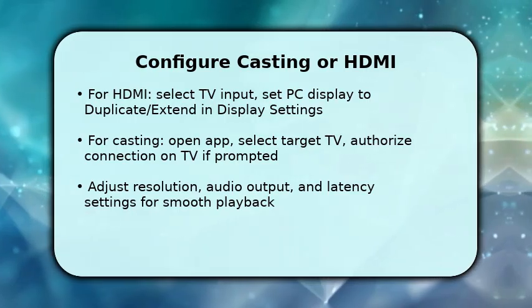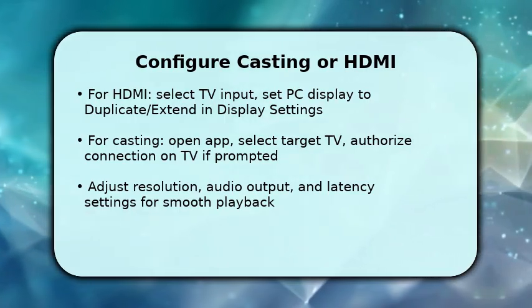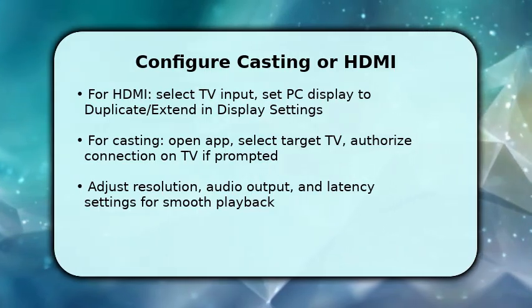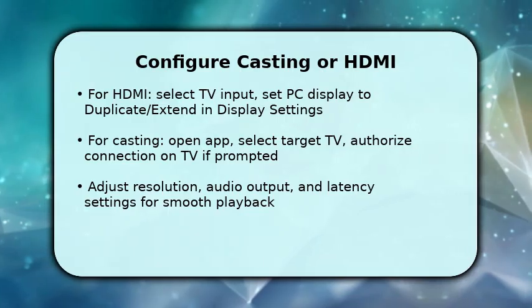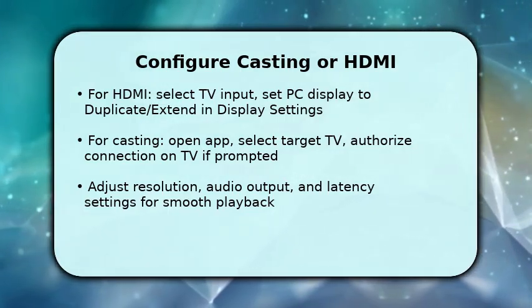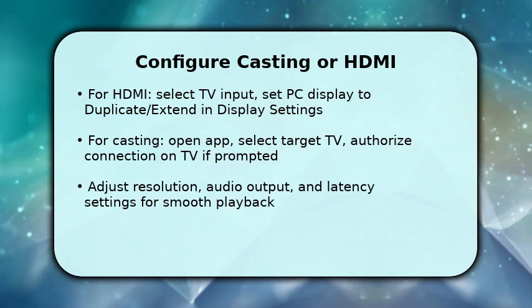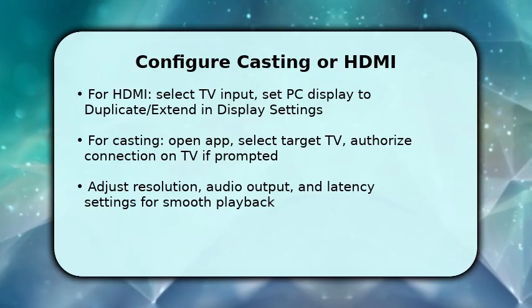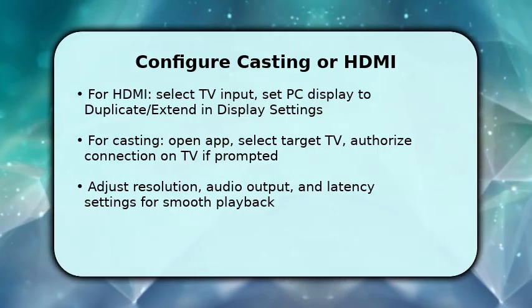If casting, open the casting app or Windows Connect, pick the TV from device list, and accept authorization on the TV. This establishes a secure stream. Make sure audio output switches to the TV device and tweak resolution and latency options for video sync. These middle steps align device settings so video and sound behave predictably.